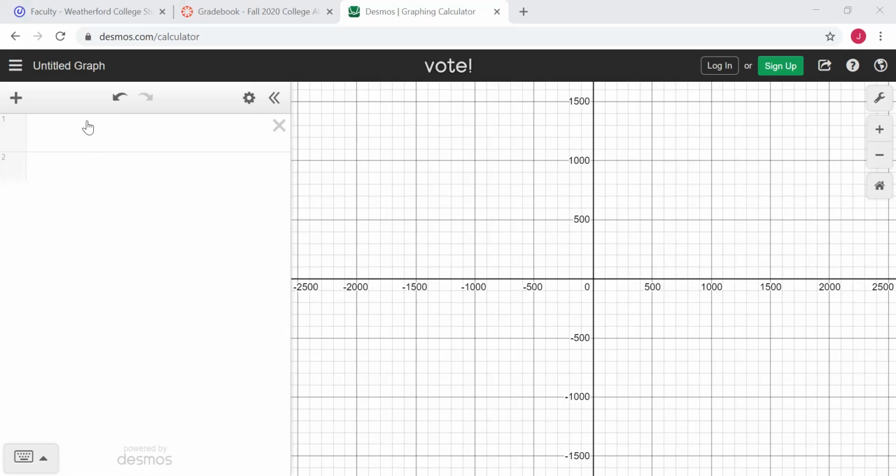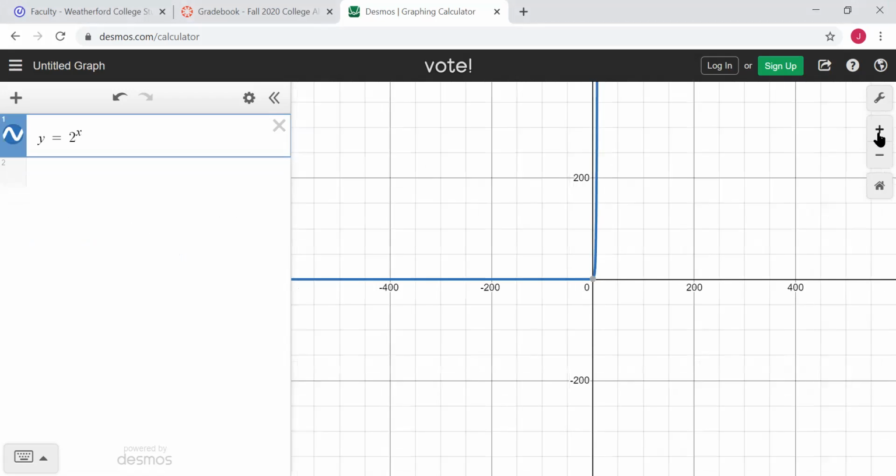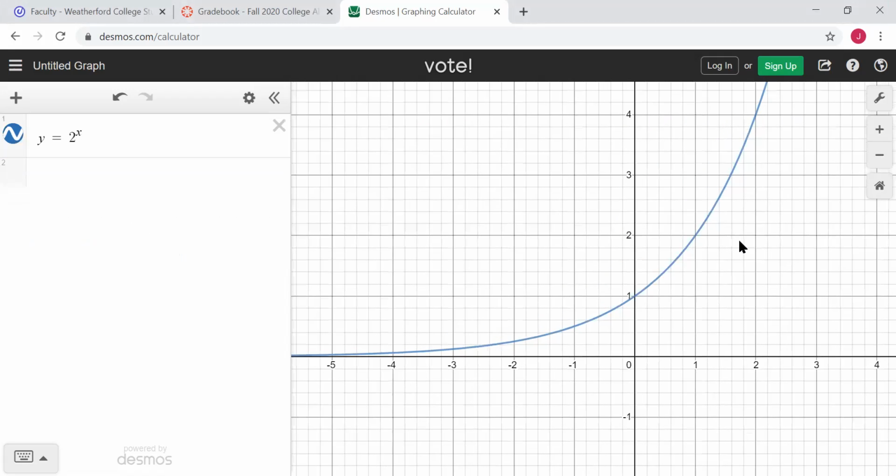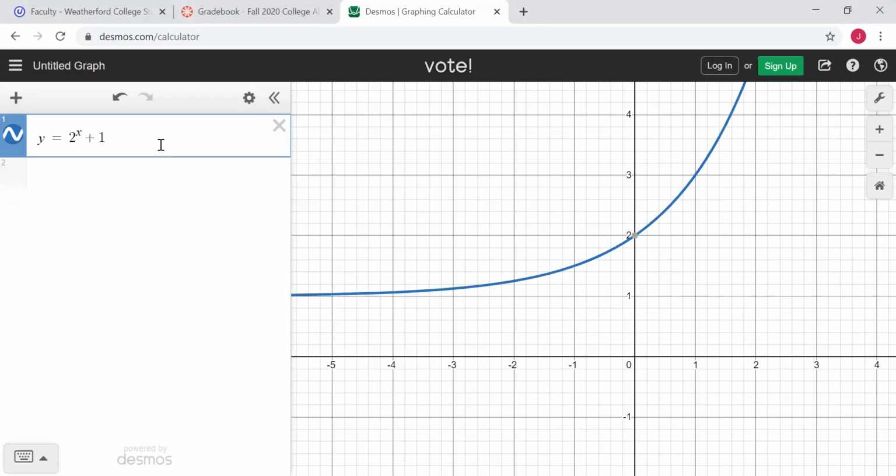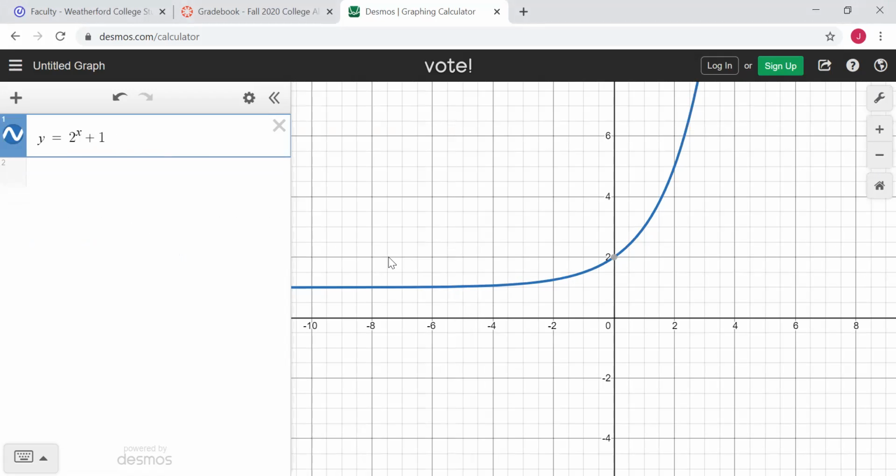So here is the simple regular parent function, 2 to the x. Let's zoom way in. Give it that nice exponential curve again. Here's 2 to the x. If I add 1 to the entire function, so not to just the x, but to the whole function, notice that it shifted the entire function up 1 unit. Now the horizontal asymptote is the line y equals 1, because even that gets shifted up a unit. So remember, those facts only apply to the parent function.